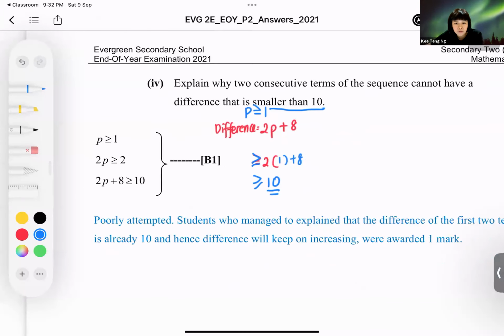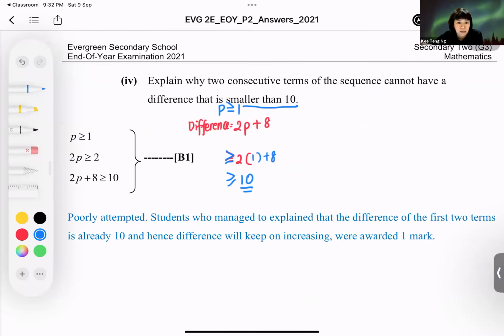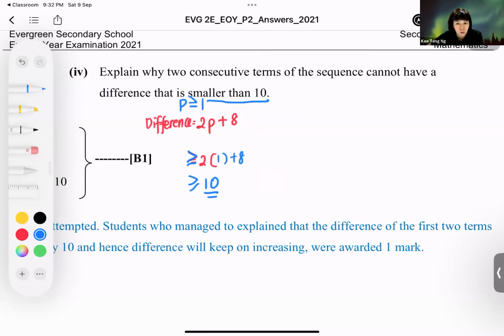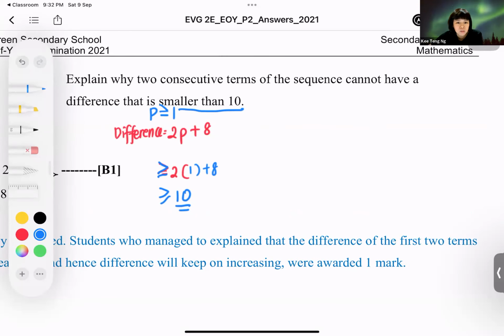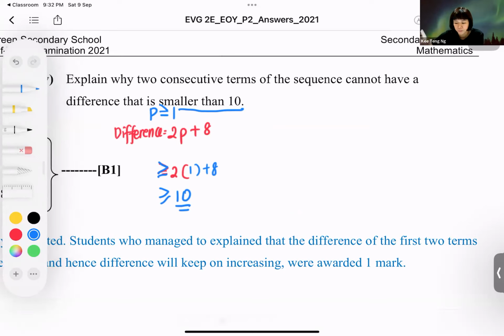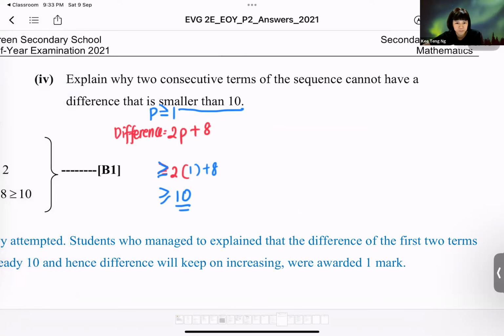Okay. Let's say you cannot prove the last one, but for the previous part of the question, they did give you 2p plus 8. So you can still try the question and think logically. If you don't write it in terms of this one, you can also write: when p is equal to 1, the smallest possible value is 2 times 1 plus 8, which is 10. So if the smallest value is 10, the difference cannot be smaller than 10. You can explain something like that.